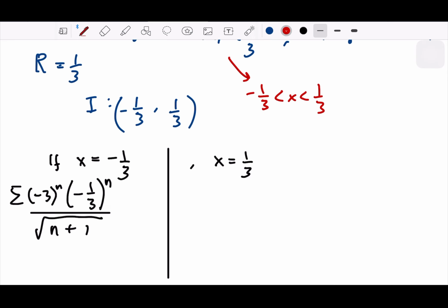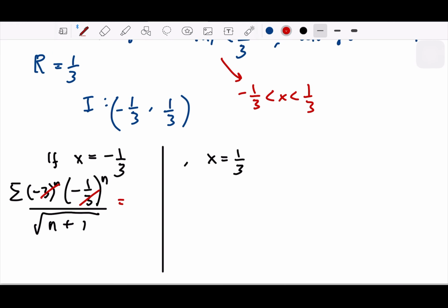And we can simplify this, and we will have a series which has 1 over the square root of n plus 1. And if we look here, this is a p-series with p less than 1, right? So this is a divergent series.